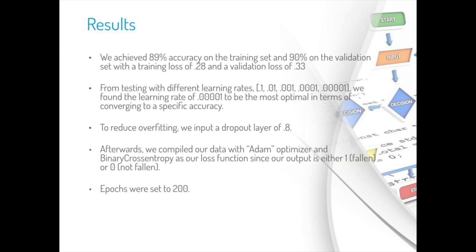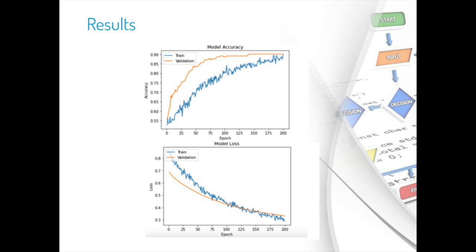From testing with different learning rates, 0.1, 0.01, 0.001, 0.0001, 0.00001, we found the learning rate of 0.00001 to be the most optimal in terms of converging to a specific accuracy, 89% in our case. Then, to reduce overfitting, we input a dropout layer of 0.8.